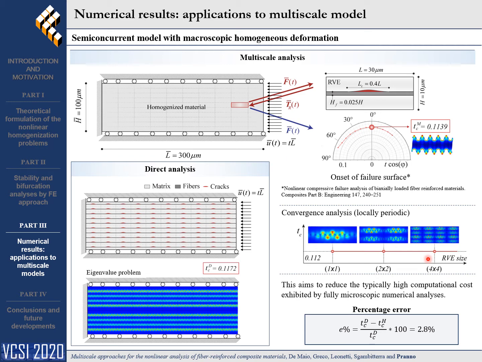0.1139. Then the obtained results have been compared with the stability analysis performed on a direct numerical model based on the explicit discretization of the heterogeneities of the composite microstructure, and the obtained critical load parameter value is equal to 0.1172. The results are reasonably accurate when compared with the critical load predictions of the direct numerical analysis. The relative percentage error of the critical load level, about 3%, is due to the boundary layer effects induced by the external constraints.